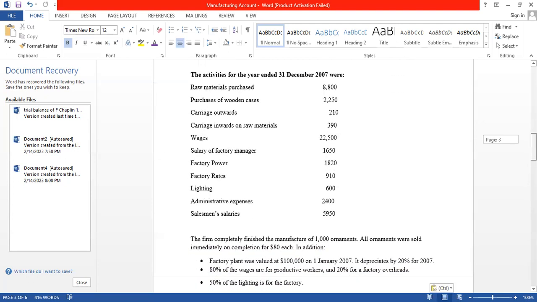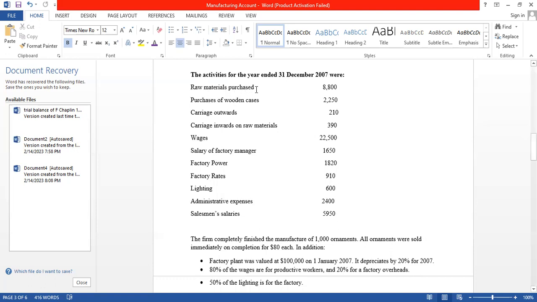Scrolling down, this is the question still. The question continues by saying the activities for the year ended the 31st of December were raw materials purchased. That means, for example, let's say you are a shoemaker or a shoe manufacturer. You have to buy from your supplier the raw materials that you need to make those shoes, to put them in stores for consumers to purchase.